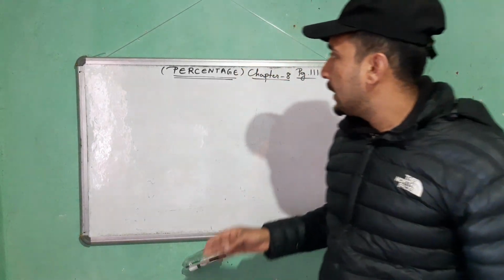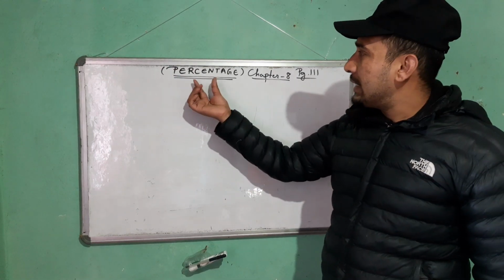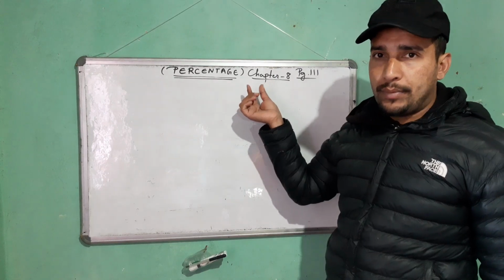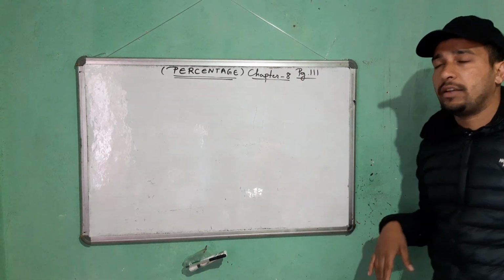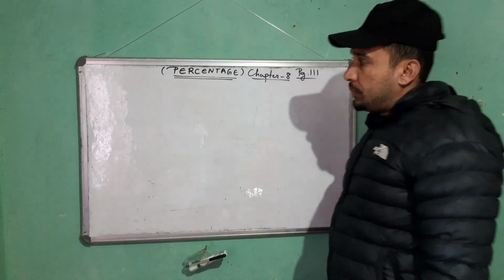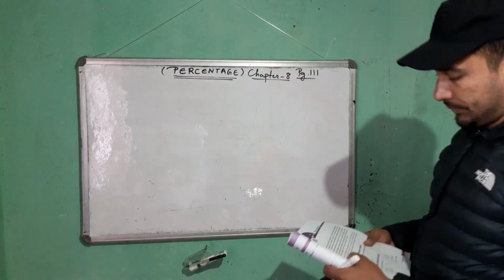In today's class, I'll teach you a new chapter, that is percentage. It is chapter 8 of your book, on page number 111. So percentage means out of 100.